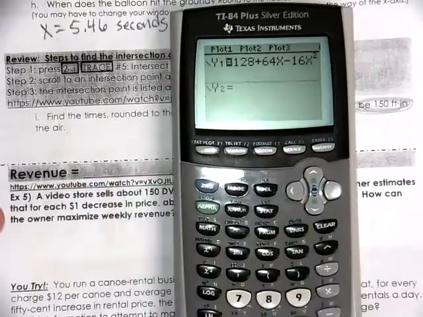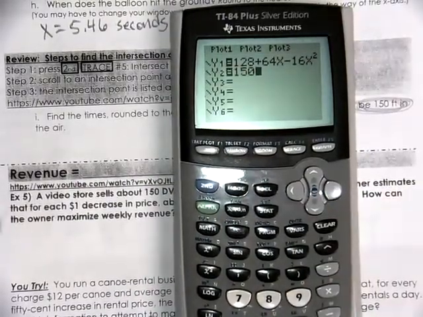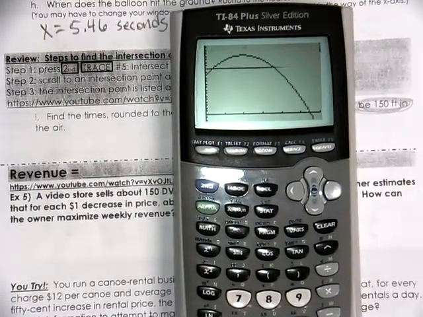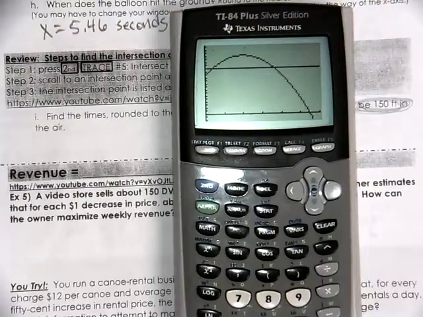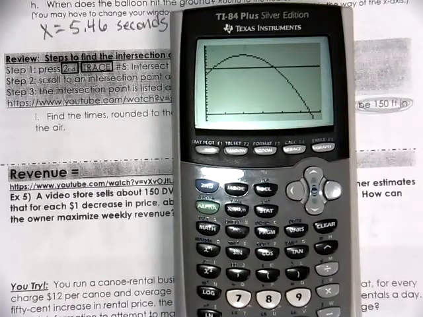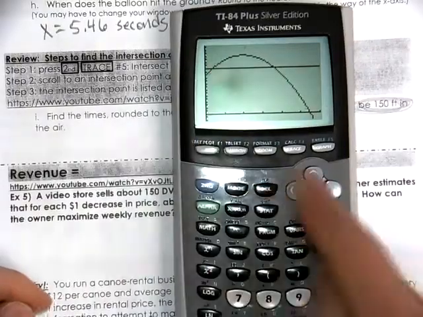So what we're going to do is go to y equals and type in the number 150. When we graph this, we can see the line that represents 150. Whatever you want the storyline to be, a bird flies over and hits the water balloon at 150 feet height. At what time did that occur? Well, let's go find that location.